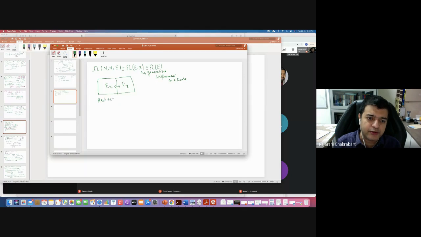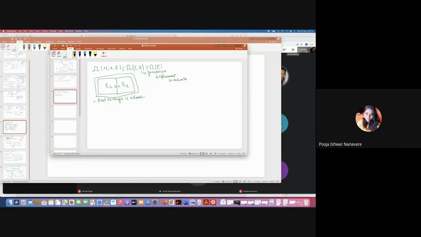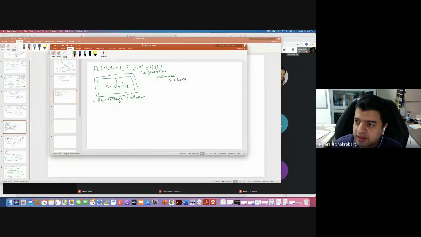Heat exchange is allowed. How is it allowed? Because the whole thing is isolated from the rest of the world, and these two cannot exchange particles, but they can exchange heat. Of course, in the back of the mind, I know I have x1 for this, x2 for this, maybe n1 for this and n2 for this. I'm not writing them. Is this fine? So heat exchange is allowed.